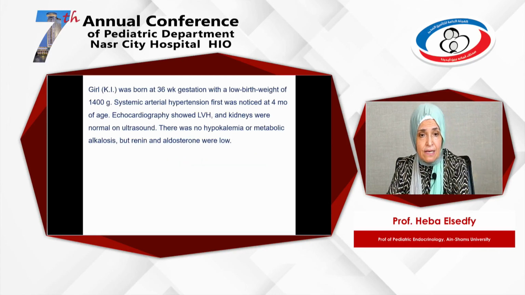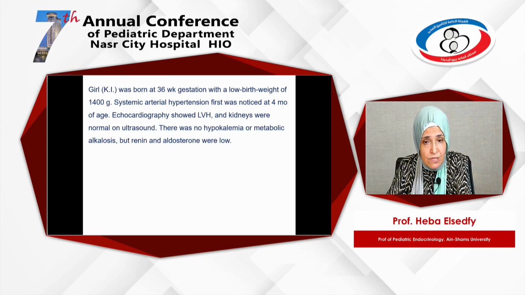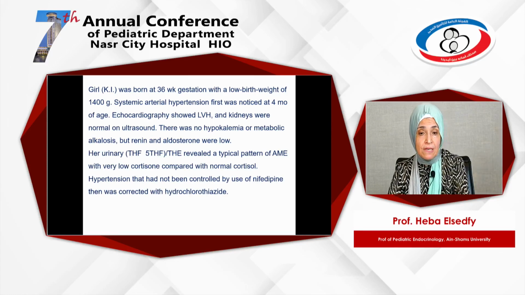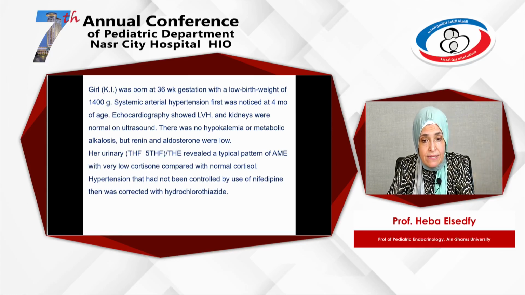This is again the case of a girl who was born at 36 weeks gestation with low birth weight. Systemic arterial hypertension was first noted at the age of 4 months. Echocardiography showed left ventricular hypertrophy and the kidneys were normal on ultrasound. There was no hypokalemia or metabolic alkalosis, but renin and aldosterone were low. In this case, we don't have nephrocalcinosis, we don't have hypokalemia. Her urinary cortisol to cortisone metabolites were typical of apparent mineralocorticoid excess syndrome.